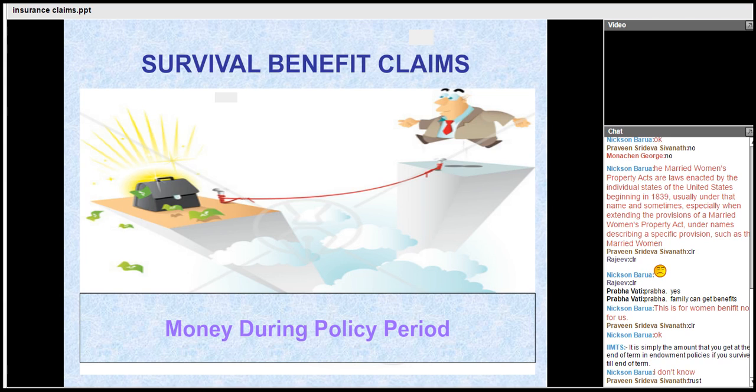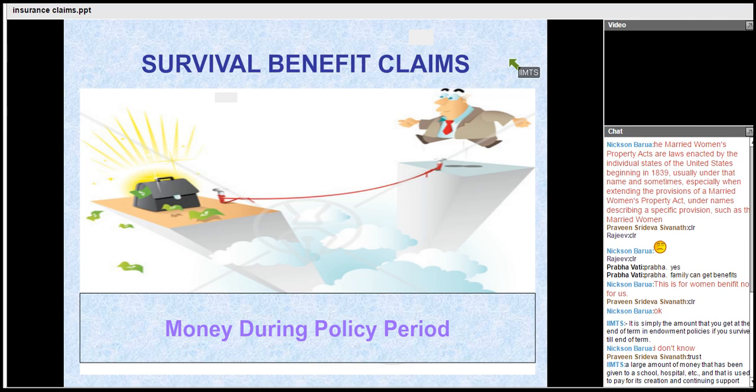Yeah. So see, if I'm taking a survival benefit, this is the amount that you get at the end of the term in endowment, provided you survive till end of term. The welfare of wife and children are protected with utmost care. Is it clear what is endowment?